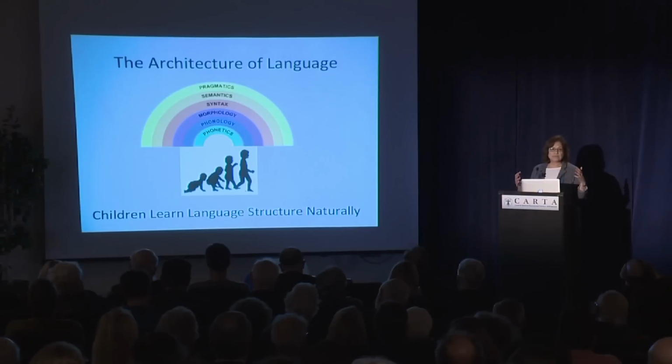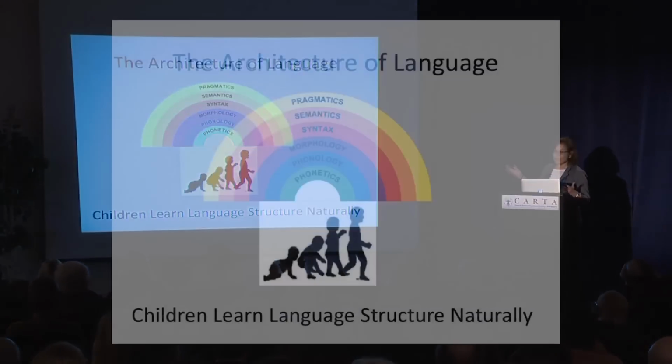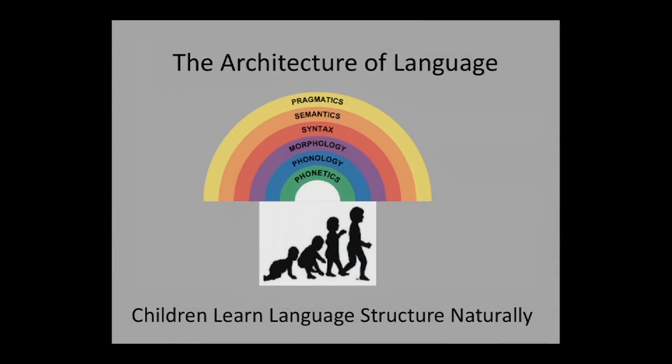Nobody has to teach them. Nobody has to have a tutor sit with them for 2 years to teach them the structure of French or the structure of English or the structure of ASL. Simply by being around people who use a language, young children naturally acquire all of this multi-leveled and complicated structure. That is to say, all children do this if, in fact, they can access the language around them.